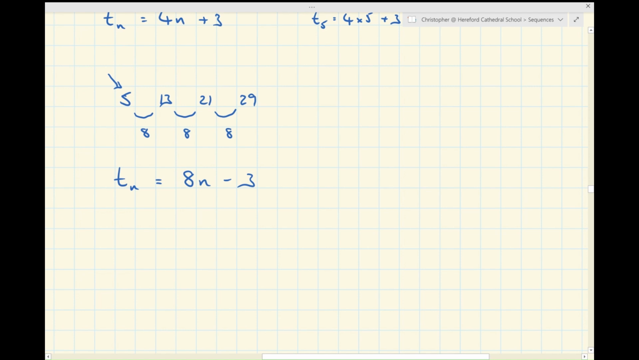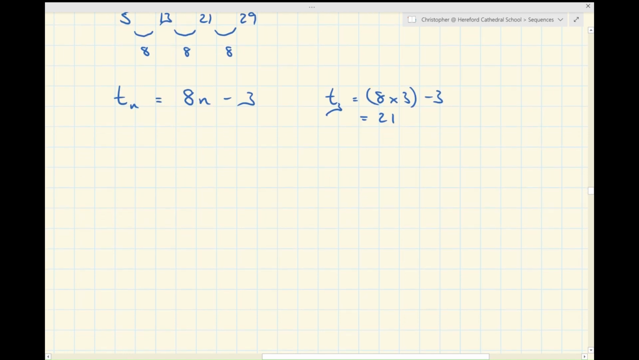And we could check that by looking at the 3rd term, for example. According to my formula, the 3rd term should be 8 times 3. Take away 3, which is 21. And if I look at the question up here, I see the 3rd term is indeed 21. Right, last one. Let's have a look at this one. 21, 19, 17, 15, 13. Pause the film if you want to.